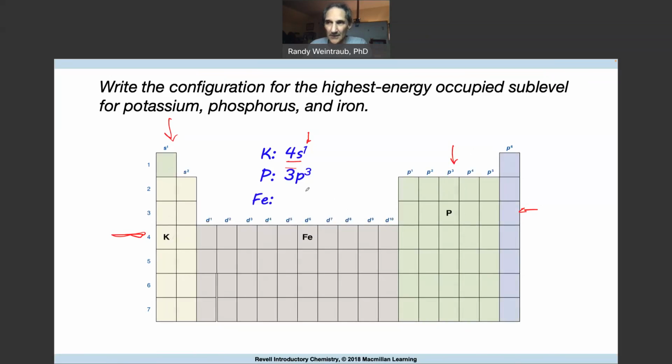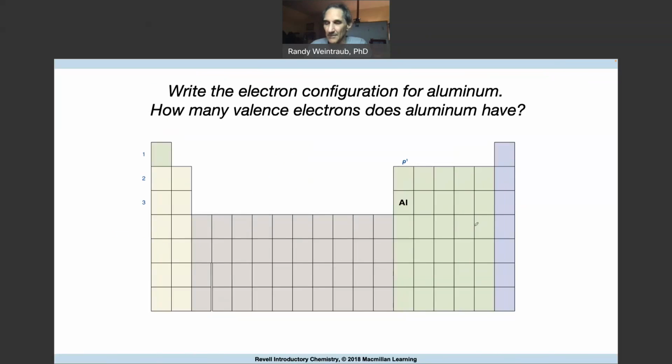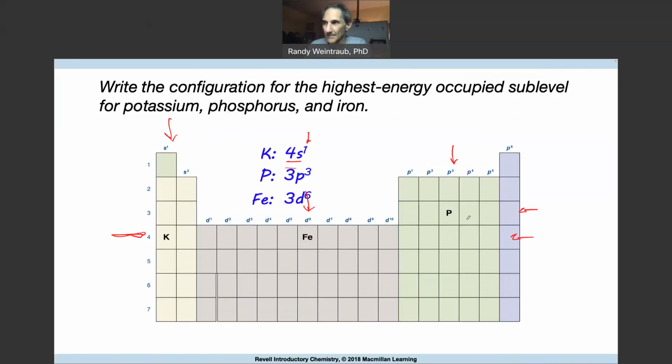And for iron, iron is in the D block, and it is in period 4. But this is 3d, so it is 3d6. Iron is slightly different because the D block falls after the S block of the higher level. So the D block in period 4 actually corresponds to the energy level 3.